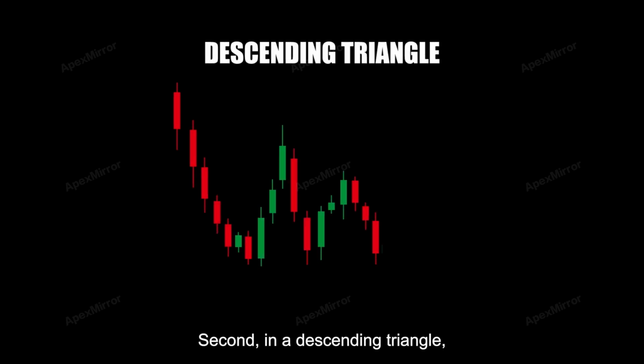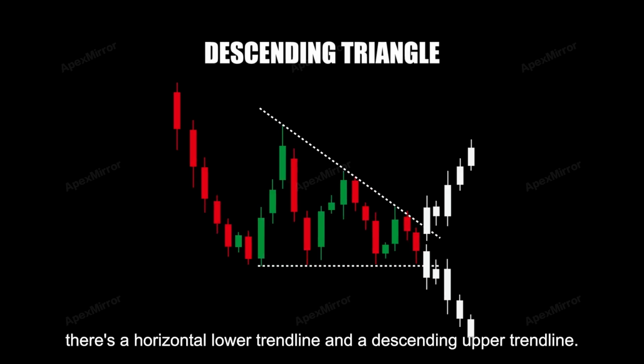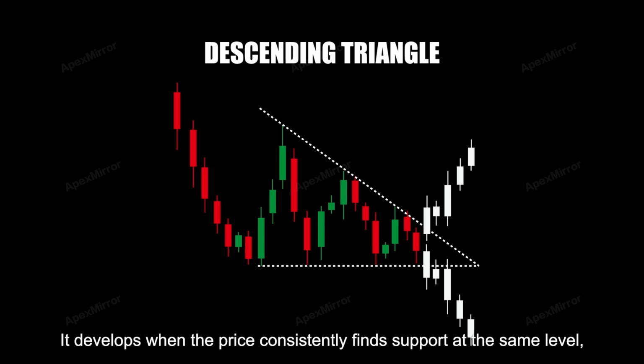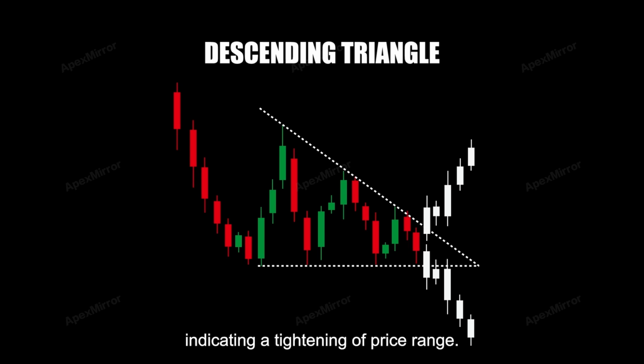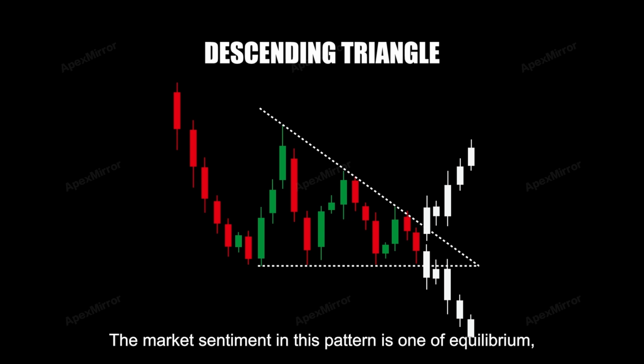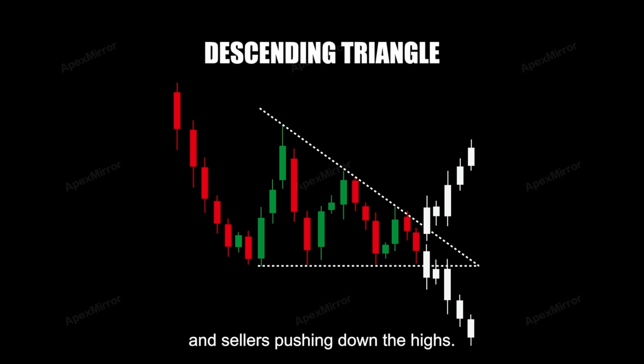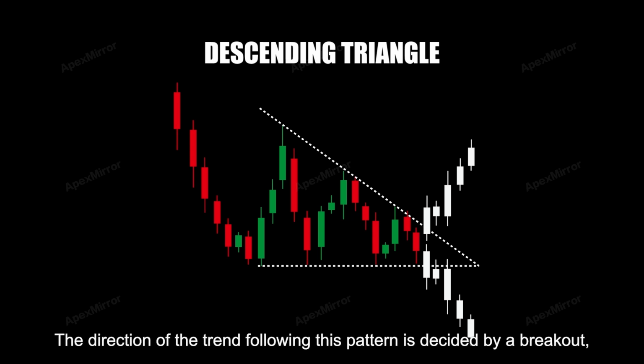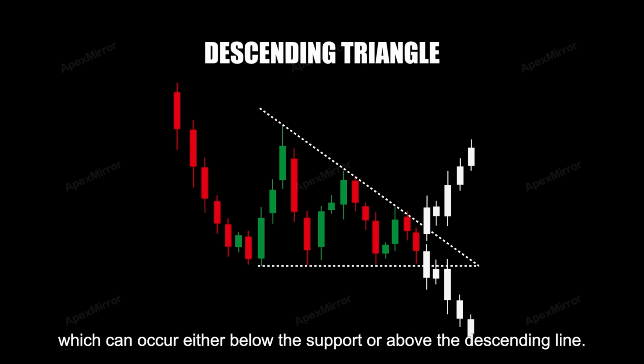Second, in a descending triangle, there's a horizontal lower trend line and a descending upper trend line. It develops when the price consistently finds support at the same level, but the highs are progressively lower, indicating a tightening of price range. The market sentiment in this pattern is one of equilibrium, with buyers preventing a price drop below the support level and sellers pushing down the highs. The direction of the trend following this pattern is decided by a breakout, which can occur either below the support or above the descending line.